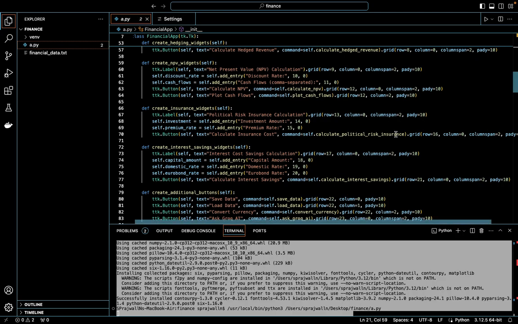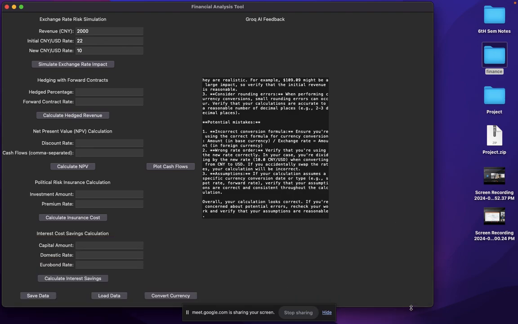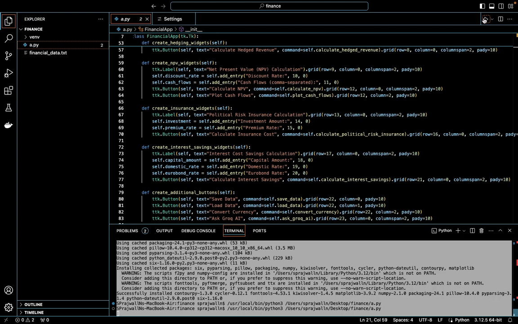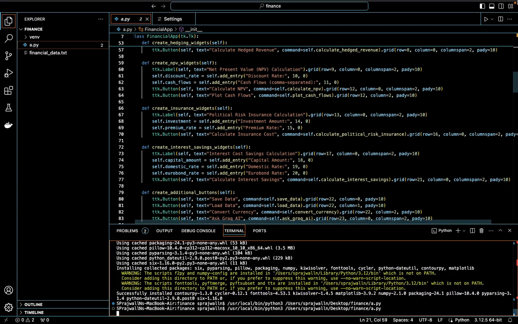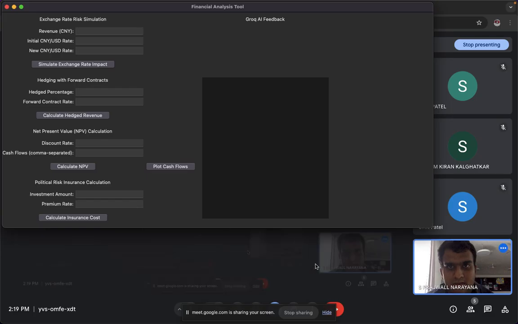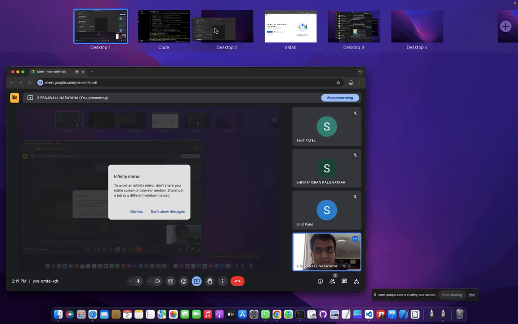So to be precise, we would be going through how the application works. Here we have already run our application, pre-run it, so that there would be a good way of explaining it. So this is the application visible.